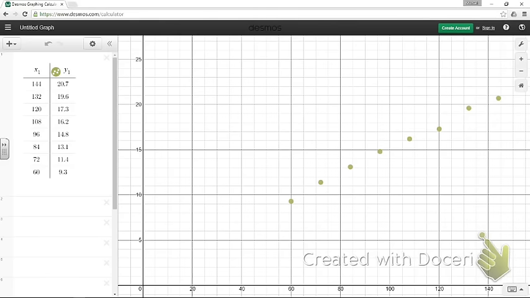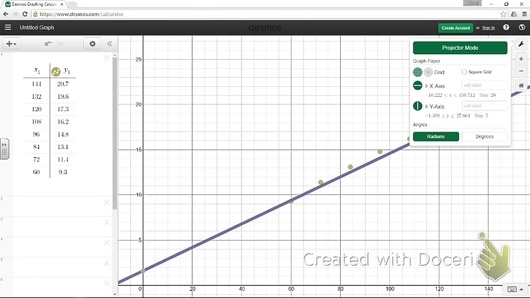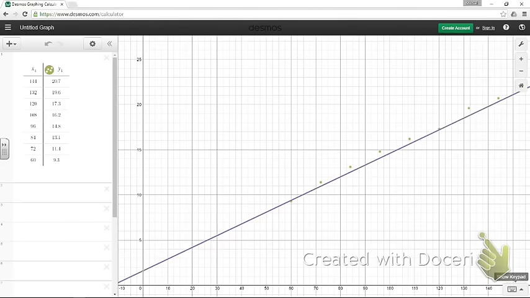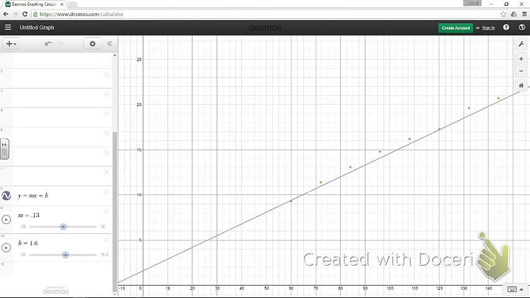Now, all of a sudden, a line of best fit appears, because with the magic of what I can do, I can make that happen. Just watch. In 3, 2, 1. Bam, there's the line of best fit. It's a little thick because I'm in projector mode, so I'm going to switch out of projector mode to help you see what it really looks like.